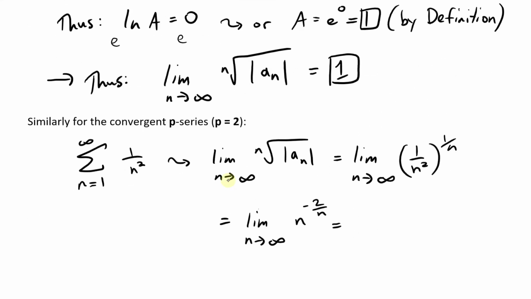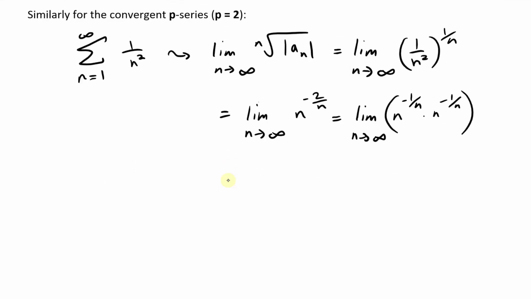And we could also separate this further and use the answer from the previous derivation. So the limit as n approaches infinity of n to the power of negative 1 over n times n to the power of negative 1 over n. In other words, you add the powers, and n to the power of negative 2 over n is the same thing as that. We can separate this using limit laws: the limit as n approaches infinity of n to the power of negative 1 over n, times the limit as n approaches infinity of n to the power of negative 1 over n.